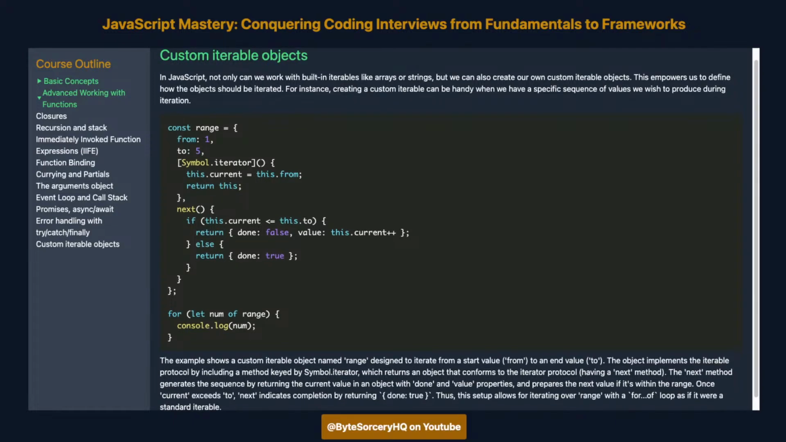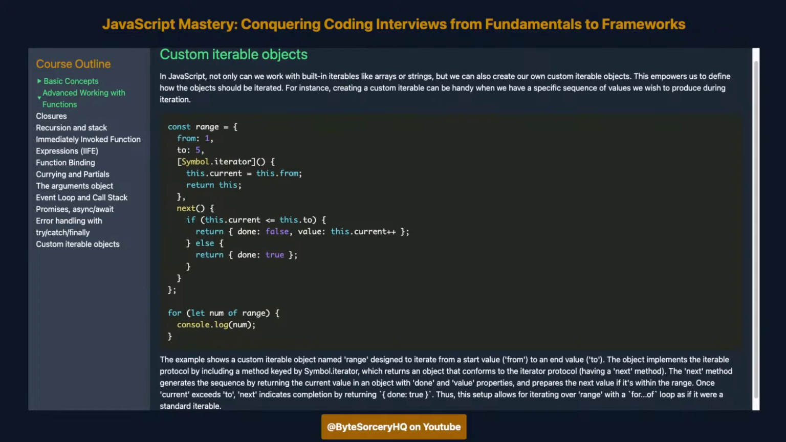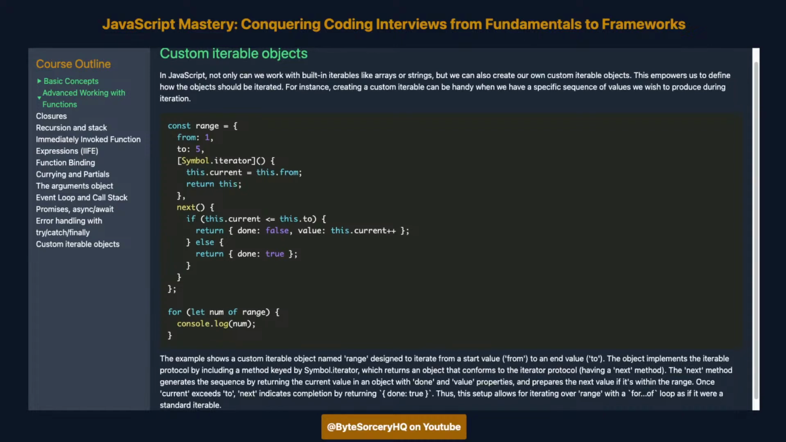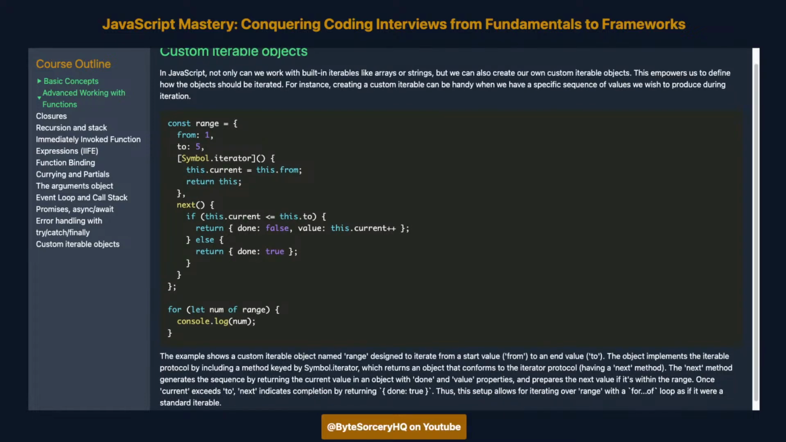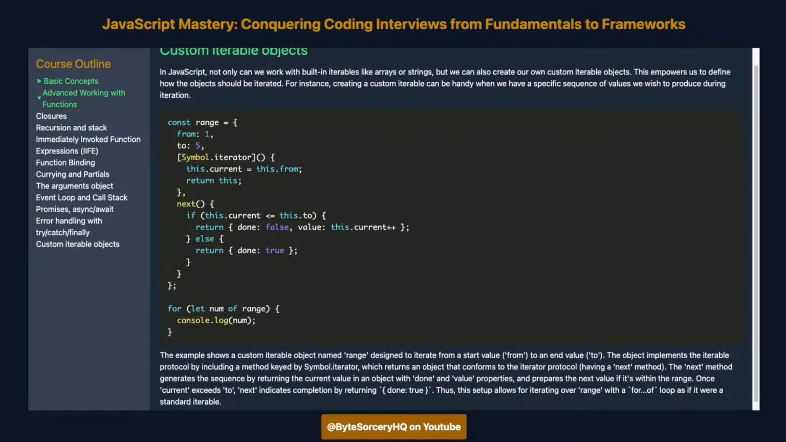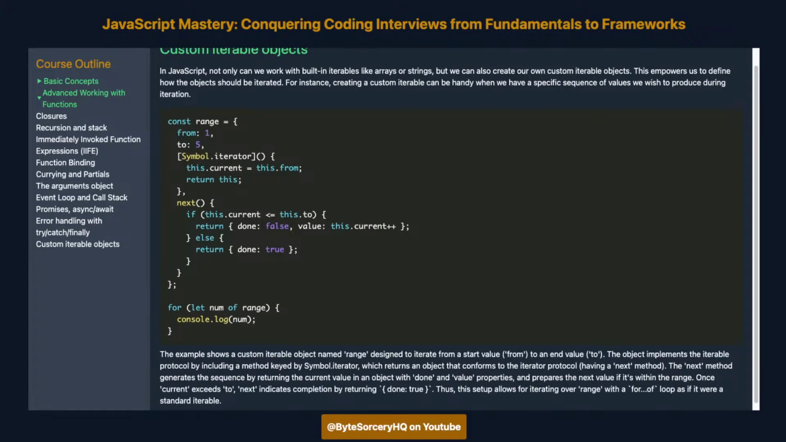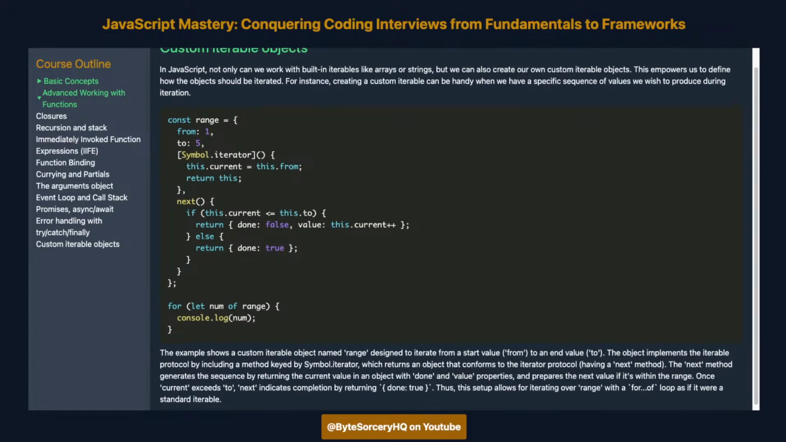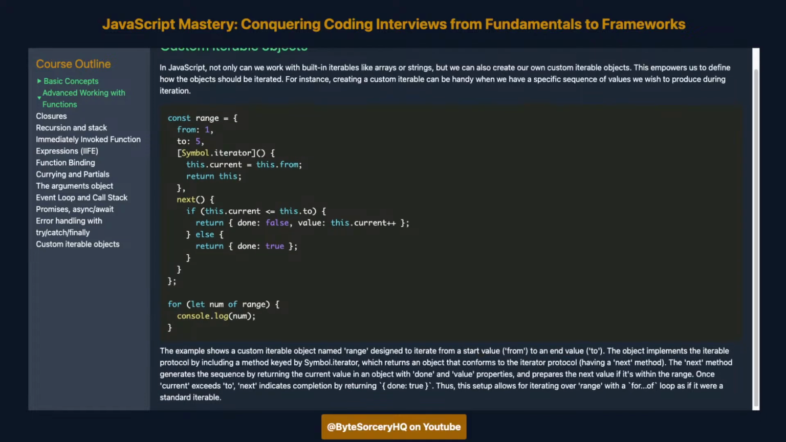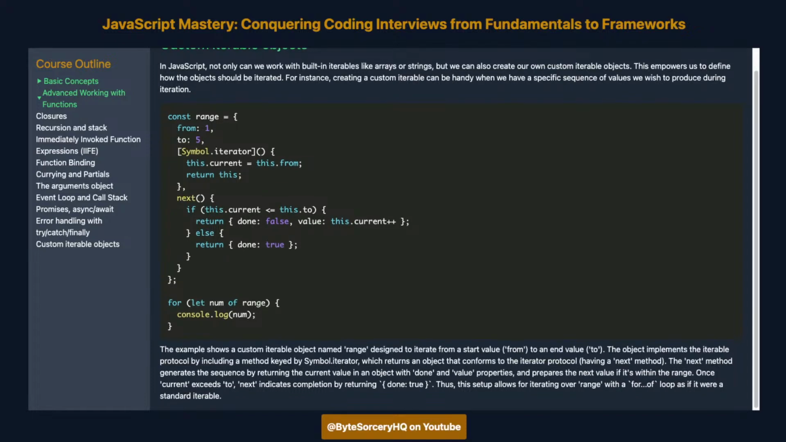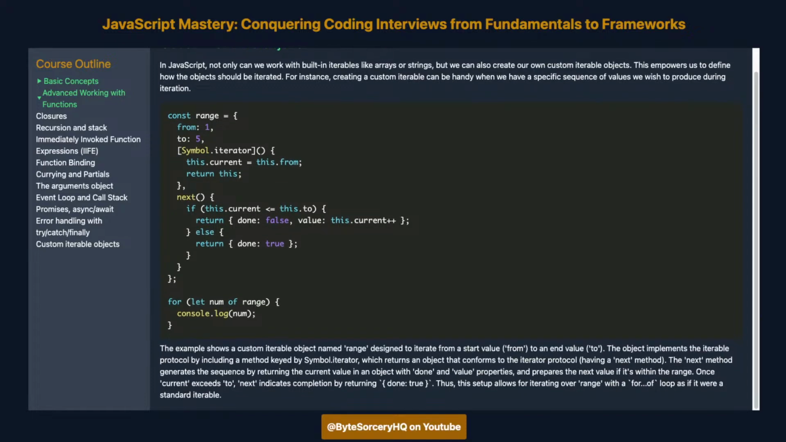The object implements the iterable protocol by including a method keyed by Symbol.iterator, which returns an object that conforms to the iterator protocol, having a next method. The next method generates the sequence by returning the current value in an object with done and value properties, and prepares the next value if it's within the range. Once current exceeds 2, next indicates completion by returning done: true. Thus, this setup allows for iterating over range with a for...of loop, as if it were a standard iterable.